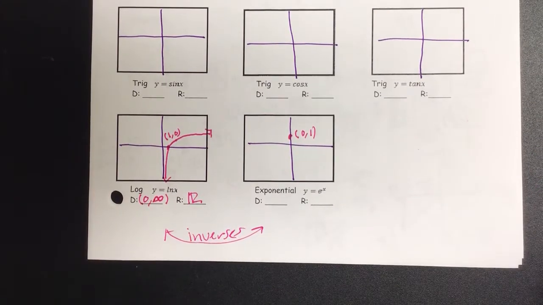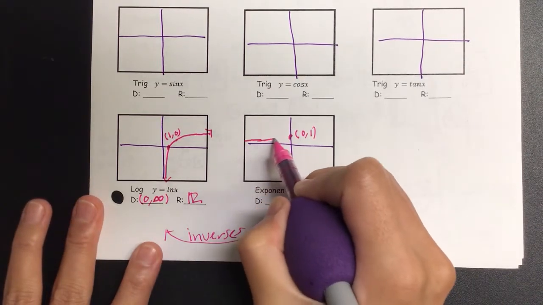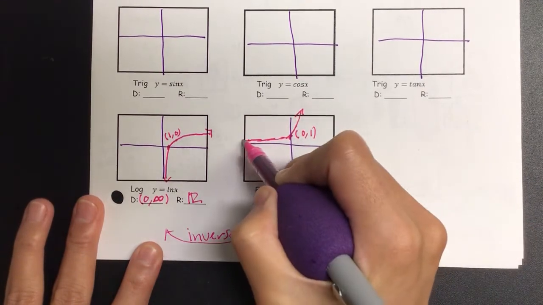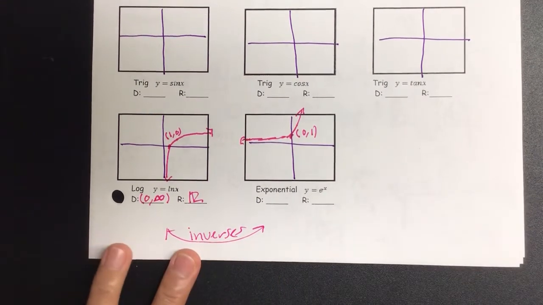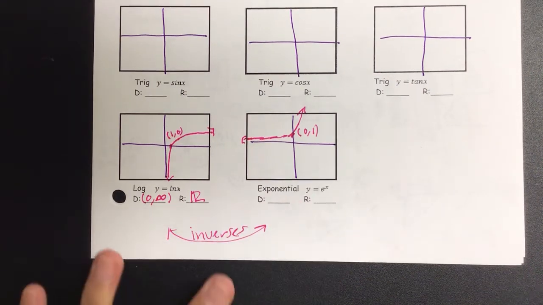And then for the exponential, it's going to ever so slightly look like it's going to touch the 0 on the y, and it's going to go up real fast. Because they're inverses, can I just take my domain and range of the natural log and swap them? Yes. Yes, I can.